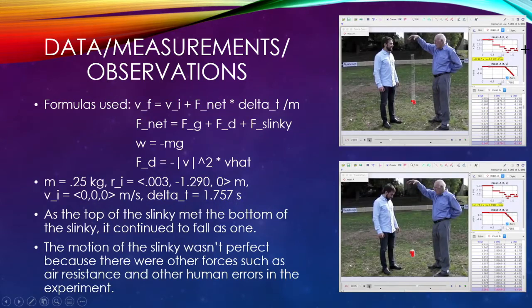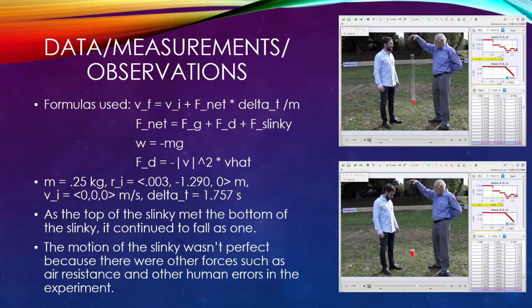So, for the data, measurements, and observations, the formulas that I used are: the final velocity is equal to the initial velocity plus the net force times the change in time over mass. The net force is equal to the gravitational force plus the drag force plus the force of the slinky. Weight is equal to negative mass times gravity, and the drag force is equal to the negative magnitude of velocity squared times v hat.